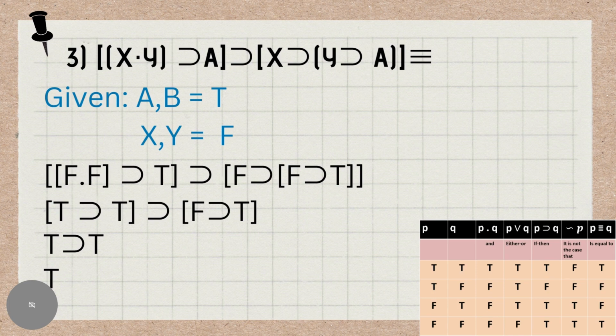The third argument which we have is X conjunction Y, inference A, whole inference, X inference of Y inference A. So you will be replacing the values, and inside the bracket we have F dot F, which is F, and again on the right hand side we have F inference T which is T. The second step, F inference T is T. The third step, T inference T is T. We will be studying about arguments later, so we will be calling this a compound statement. So this compound statement is true.